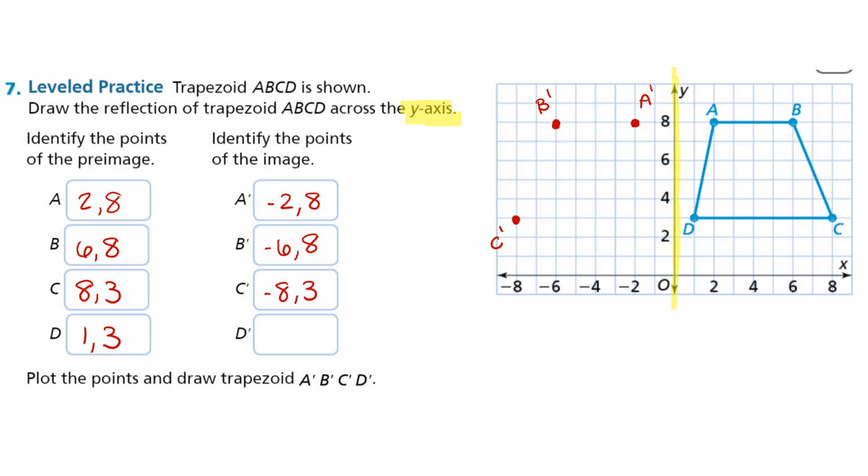Our D value is 1 unit away from the y-axis, so we would count 1 unit away on the opposite side, labeling it D prime, listing our value as (-1, 3). We connect our dots, and we can see that it makes the exact same trapezoid. It is just flipped backwards. It's still the same size and the same shape.